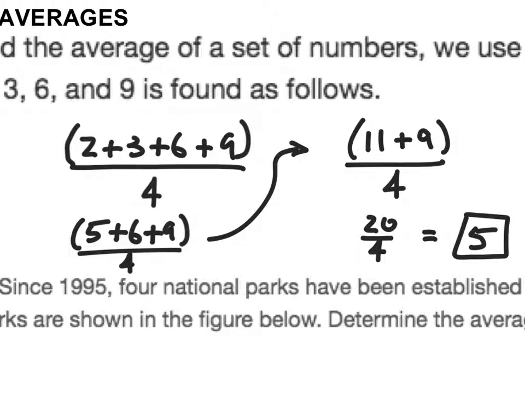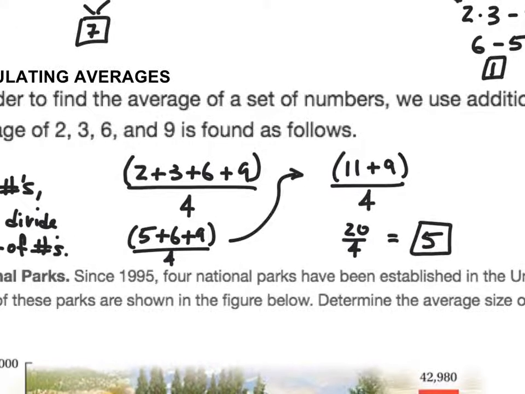Now the average is kind of like a middle ground, a middle number. So if you get something that's way smaller than 2 or way bigger than 9, then you probably didn't get that right. Your average should be between your smallest and your biggest number. Make sure you get that right.